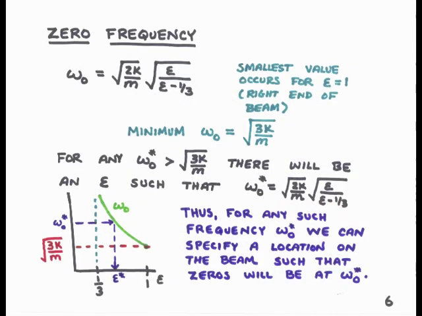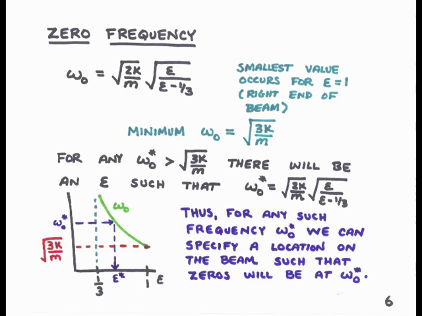Let's remind ourselves how the frequency of the zeros changes with epsilon. We had an equation for that. It was omega 0 equals square root of 2k over m times square root of epsilon divided by epsilon minus 1/3. And if we take epsilon equal to 1, we obtain the smallest value of this quantity. That minimum value of omega 0 is square root of 3k over m.